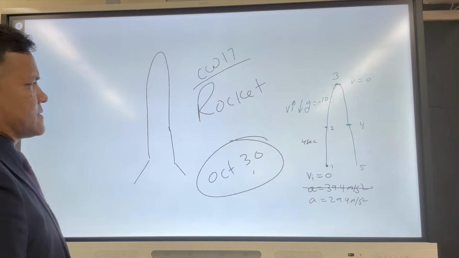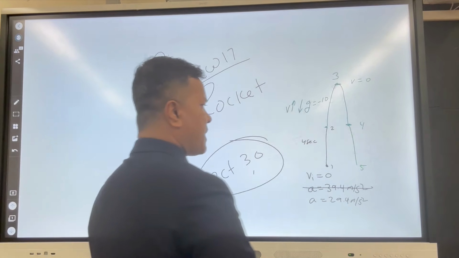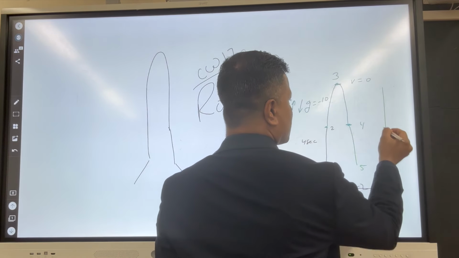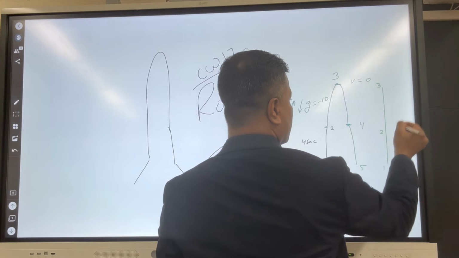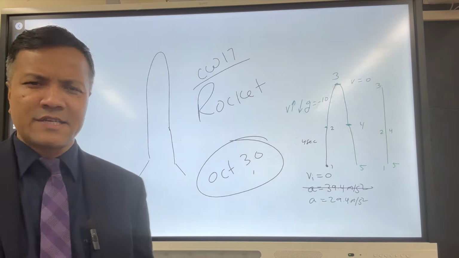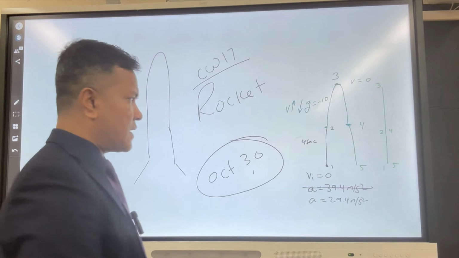Okay, so what else? Understand that this is not the real path of the rocket. The real path of the rocket is like this. So this is 1, this is 2, this is 3, this is 4, and this is 5. Instead of drawing a line, I decided to draw something like this so it's easy for us to visualize.